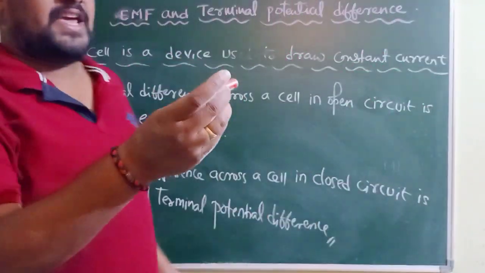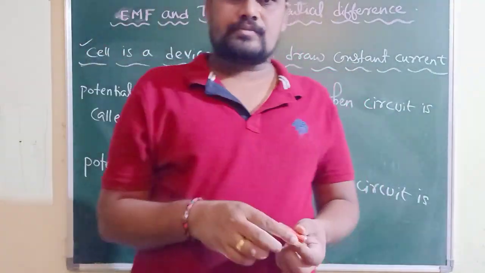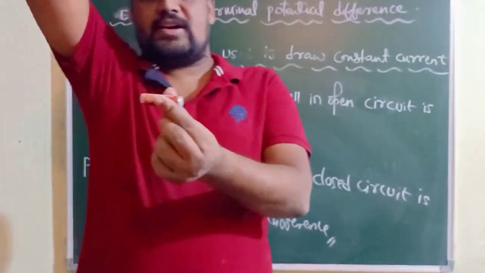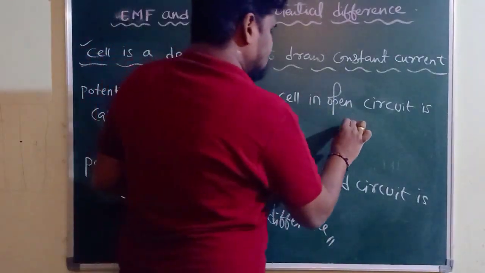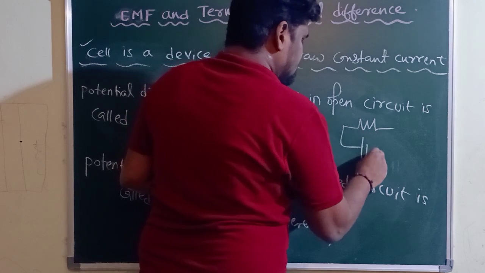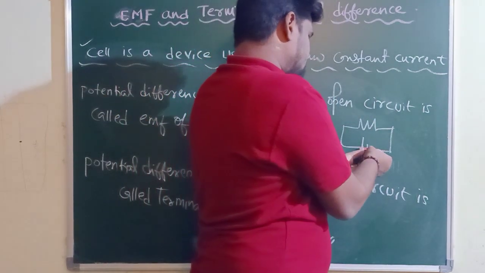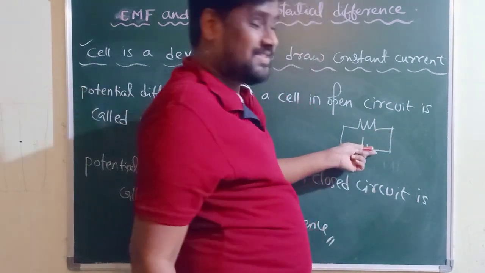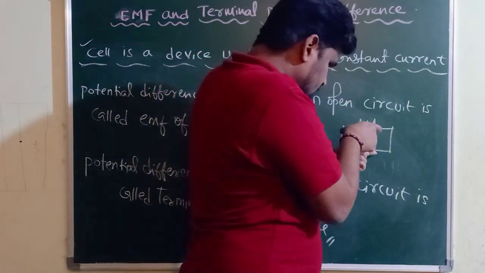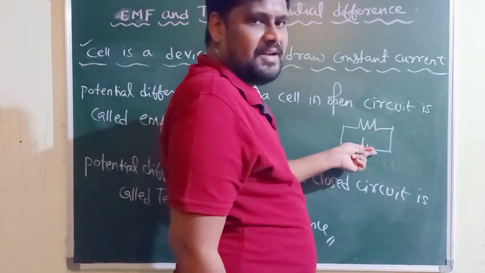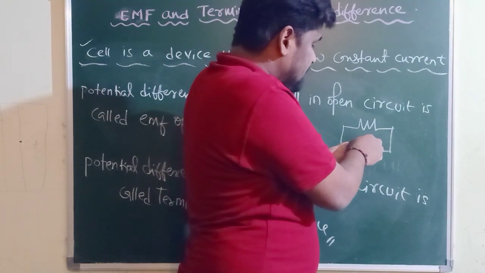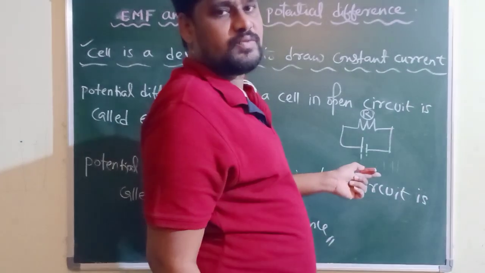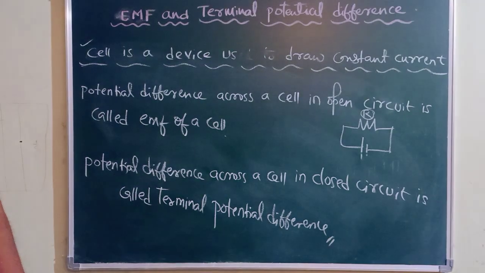Suppose the same cell is connected across one wire, or you can consider a small bulb. The same cell is connected across the wire. Now you measure the voltage or potential difference across this cell. It is the potential difference across a cell in closed circuit. This potential difference, we will call the terminal potential difference.